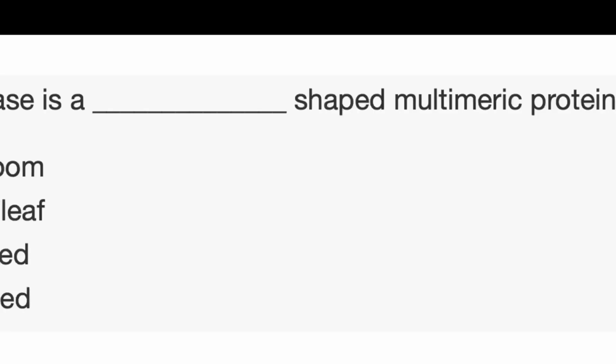This should be an easy one for you guys. So I want all of you to answer, or whatever you think is the correct answer. Make your guesses. ATP synthase is a dash shaped multimeric protein complex. Option A, mushroom. Option B, clover leaf. Option C is L shaped, and option D is V shaped. If you remember the structure of ATP synthase. I'll wait for some time and then go through the chat box for answers.